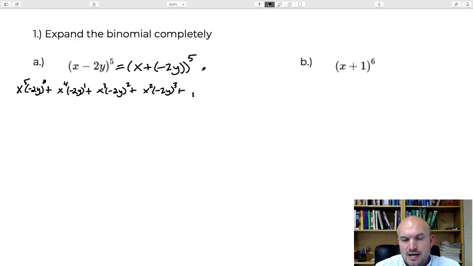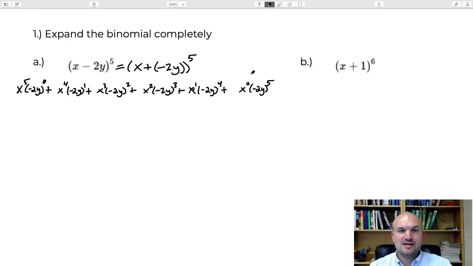X to the 1st times negative 2y to the 4th. And then the last but not least final term is going to be x to the 0 and negative 2y to the 5th. Okay, so it's important that our first term starts with x to the 5th, and you can see that it goes 5, 4, 3, 2, 1, 0.